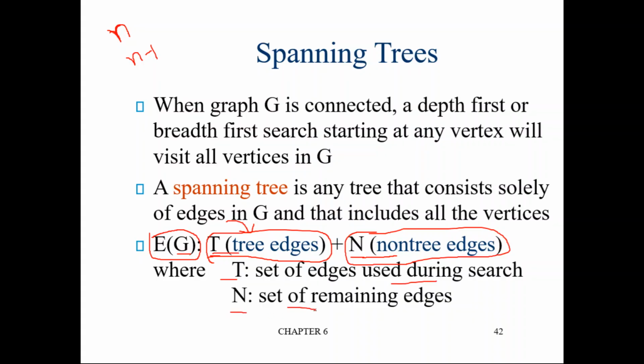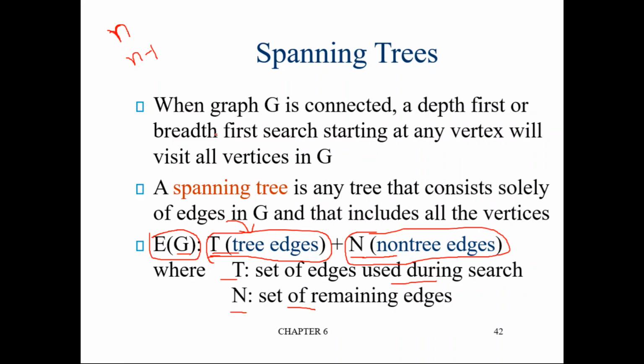So T is the set of edges used during the search, and N is the set of remaining edges. You may ask why we are using a spanning tree like that. A spanning tree is basically used to traverse the graph with fewer edges, or with the least path.